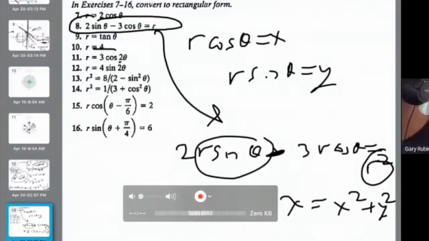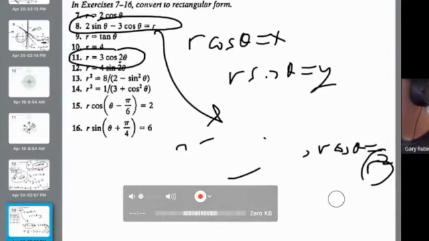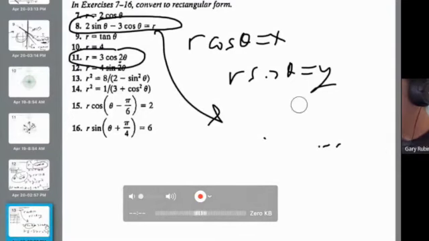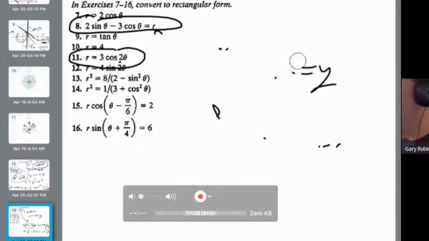This number 11 is kind of interesting. Someone want to type in what's going to be the key to getting your foot in the door for number 11?